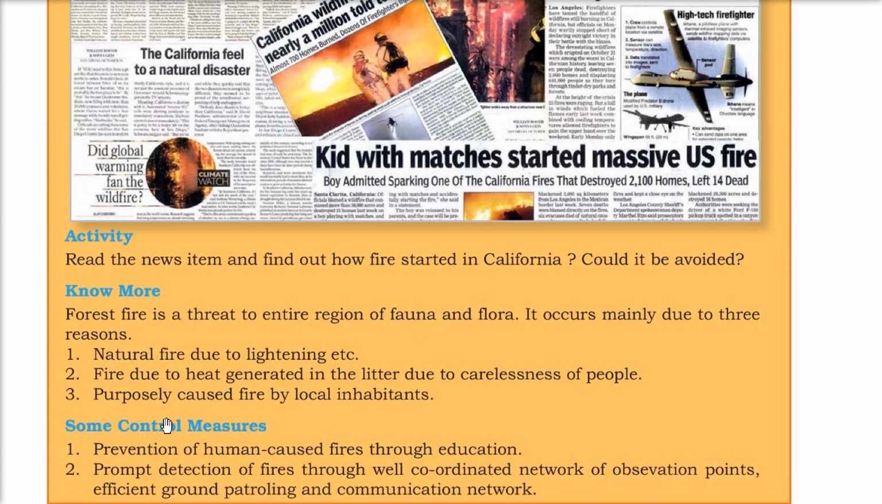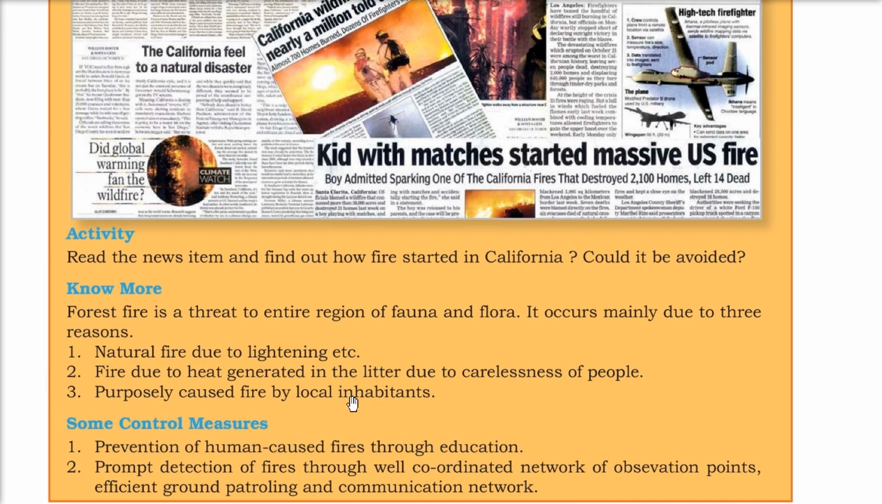So there are three reasons. Natural fire due to lightning, the fire can occur like this. And fire due to heat generated in the litter due to carelessness of people. People take a cigarette and just throw the bud without even caring about what is going to happen if they throw it in the dry leaves. And they purposely cause fire by local inhabitants. There are certain people who do that.